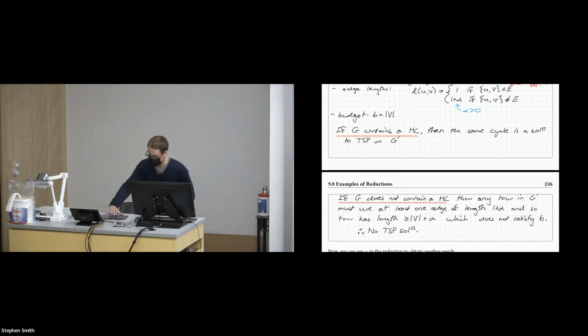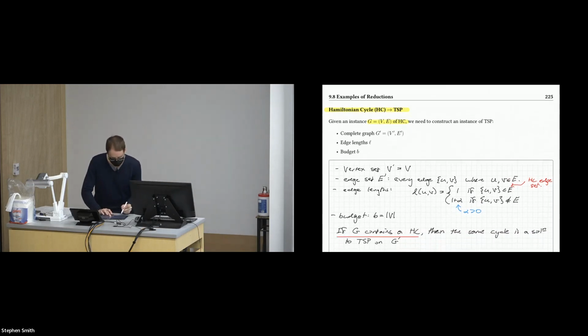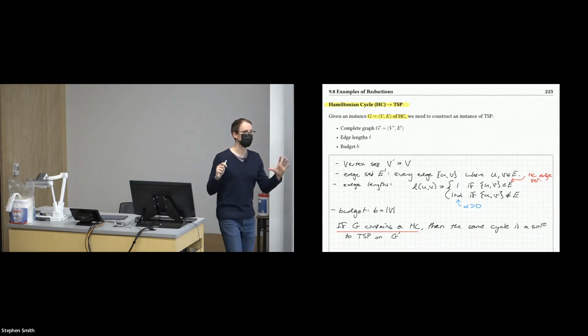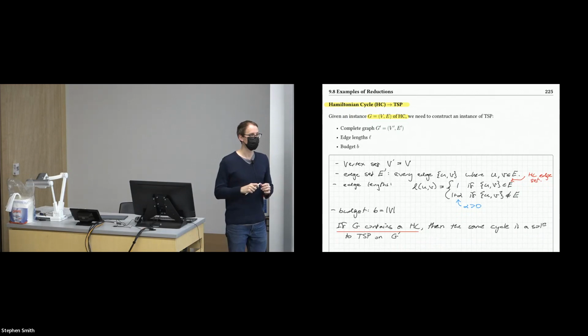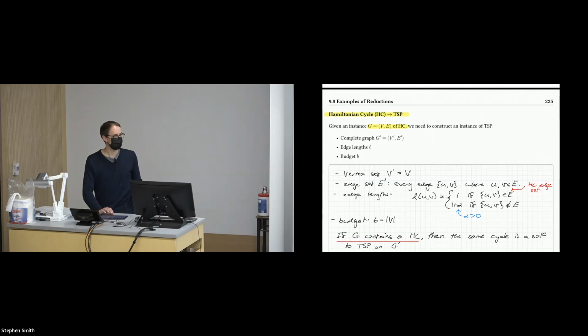So, yeah, sure. The question was what's different between G and G prime. So G was the Hamiltonian cycle graph. It's just an undirected graph that doesn't necessarily have all the edges. G prime is a TSP instance. So it's a complete graph along with edge lengths on every single edge. Does that make sense?